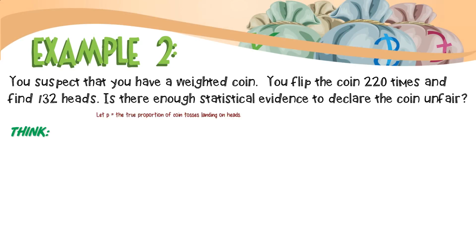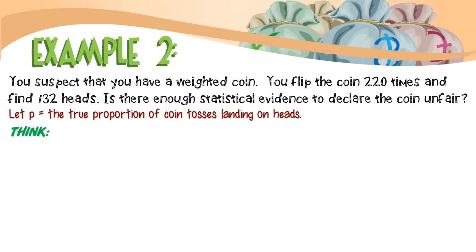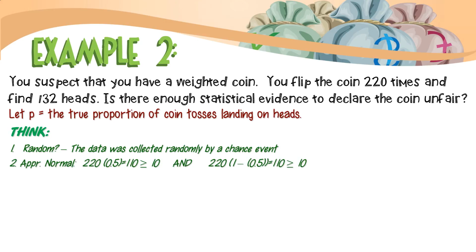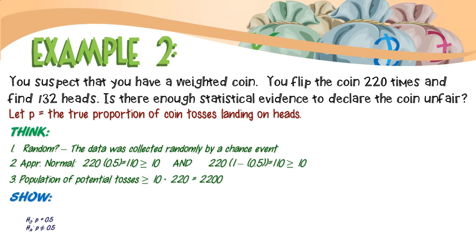All right, think, show, tell. Think: I put p as the true proportion of coin tosses landing on heads. Not too shabby. Random event: yes, tossing a coin is a random event, also because we're assuming the coin is going to be fair. Notice 50-50. Pretty good to go. Potential coin tosses. Show, again, are the mechanics.